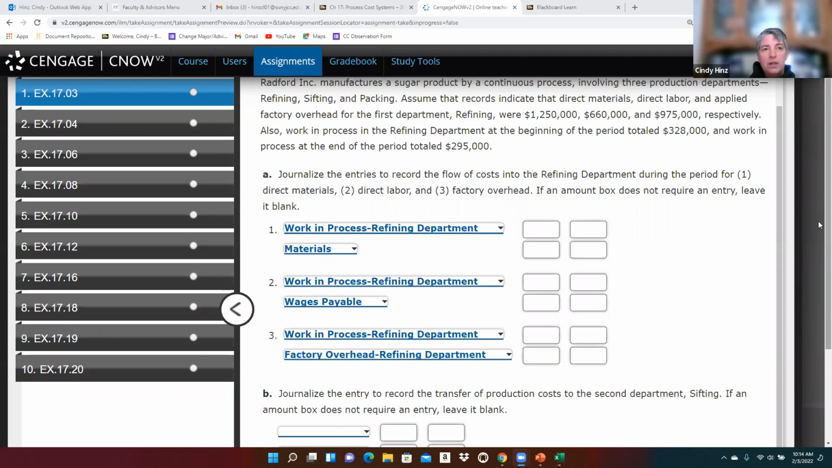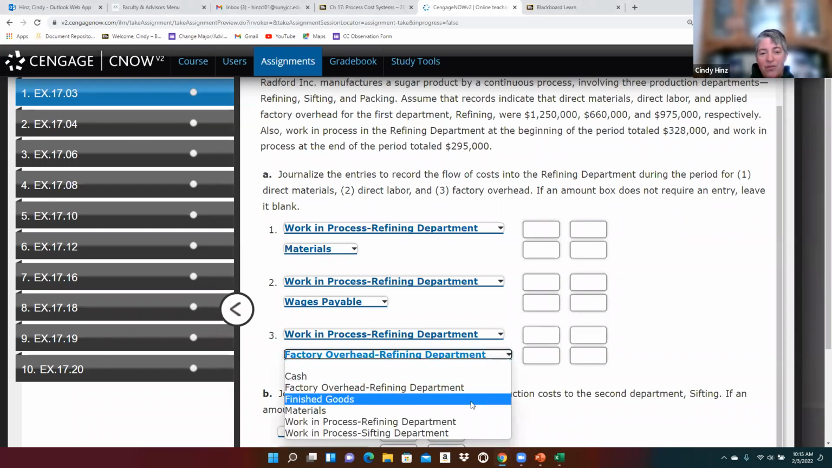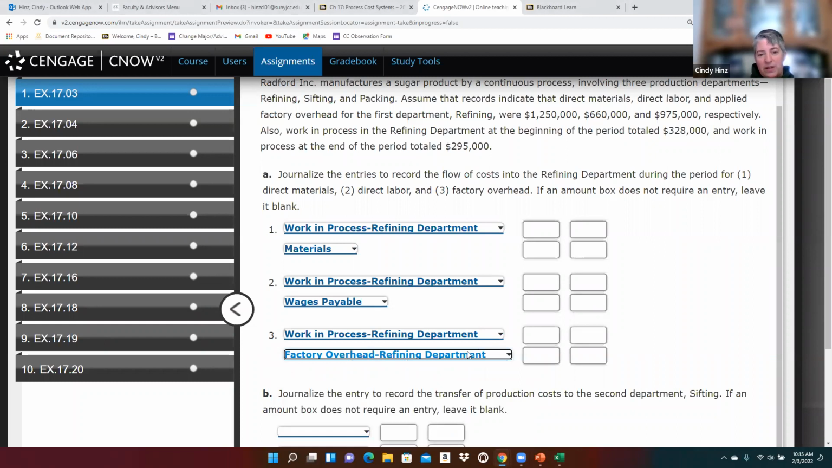But if we have reason to believe that having separate overhead accounts for the different departments or steps in the process would give us a better sense of our costs, more accurate and precise costs for our products, we would probably want to take that extra complicating step of having multiple overhead accounts. The only reason I know that for this company is because I'm looking at what's offered here, and it specifically said this is the overhead for the refining department, so I can tell that's how they do it. It's the only reason I know.